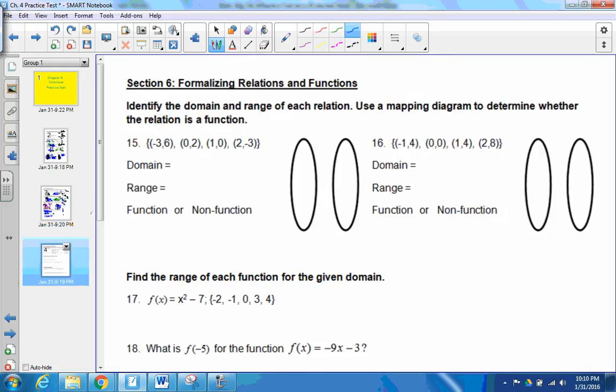All right, moving on to section 6 and 7. Section 6 might be one of the harder sections, so listen up. Take note on this. It says identify the domain and range. So domain is all the x's. Range is all the y's. For each section, use a mapping diagram to determine whether the relation is a function. So this would be your x's and this would be your y's. Now, the domain, if there's any repeats, remember you don't repeat them. So the domain would be we have -3, 0, 1, 2. The range, we have 6, 2, 0, -3. They're all one to one.